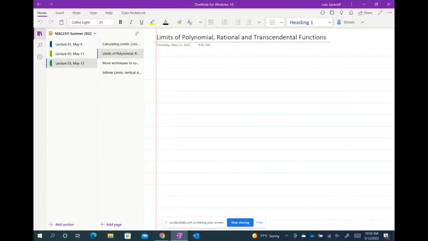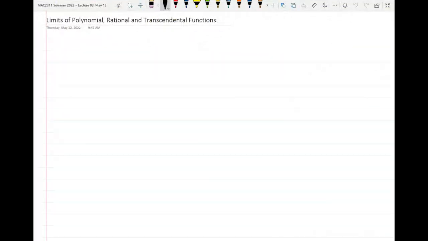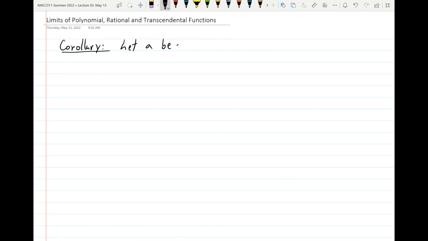Okay, so let's summarize what I just mentioned. Limits of polynomial, rational, and transcendental functions. Transcendental functions are the other trigonometric functions, sine, cosine, tangent, secant, cosecant, cotangent, and also exponential and logarithmic functions. Okay. All right. So as a direct consequence of the properties above, I'm going to call this a corollary. That means a direct consequence of what we have discussed. We have the following. So let a be a real number.